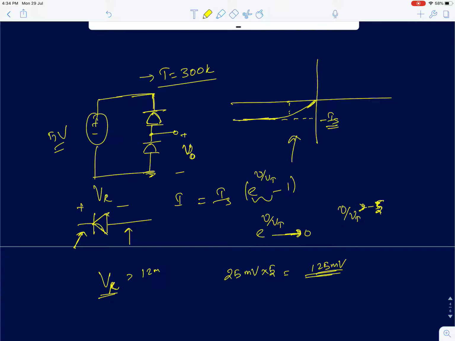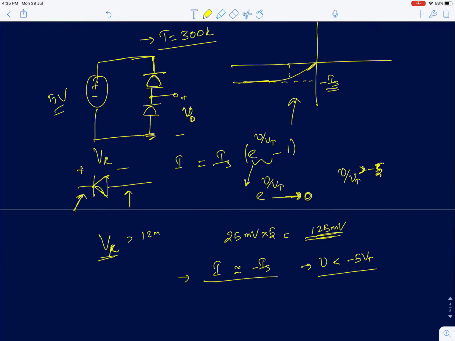So 1 by e power 5, since it is negative, you will get 1 by e power 5, which will be very close to 0, or you can ignore, it will be much less than 1. Okay, so your current I will be approximately equal to minus Is. Okay, for V less than minus 5 Vt or even 3 Vt, we can make this assumption.